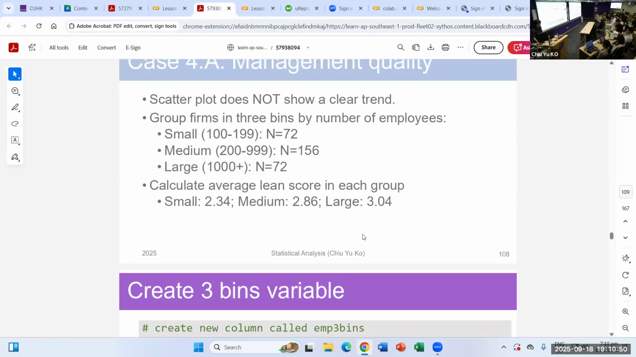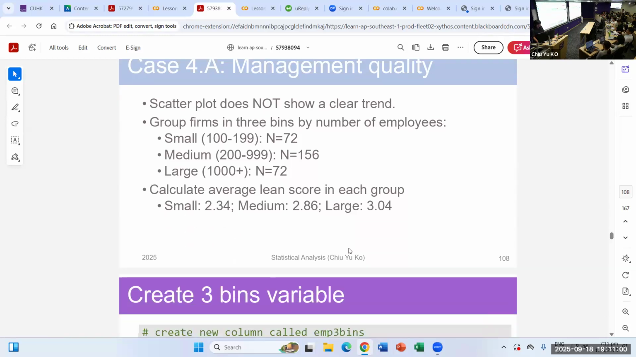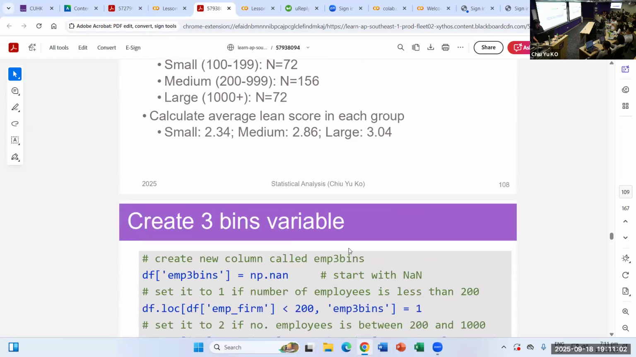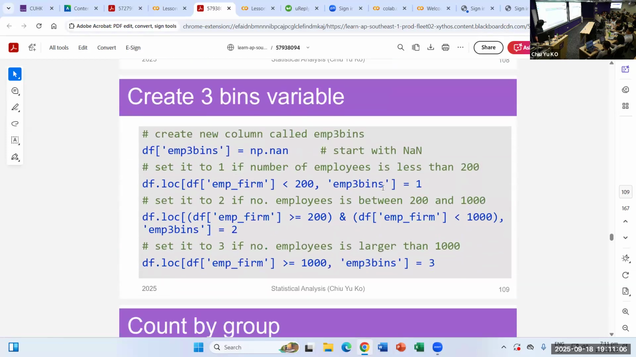I think some of you mentioned to me that I somehow got the number incorrect, so I just changed the number back to fit what it should be. Okay. And here, how can I calculate that? I create 3 different bins, depending on whether you are a small firm, medium firm, or large firm. Okay, I create a new number there.